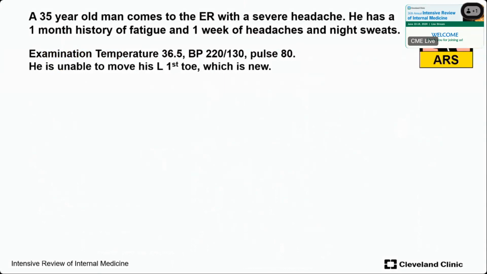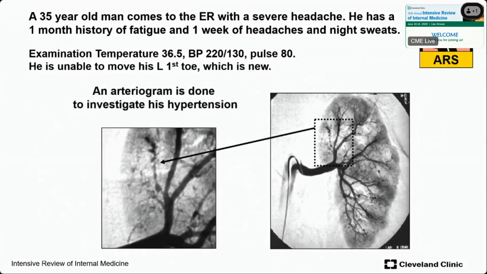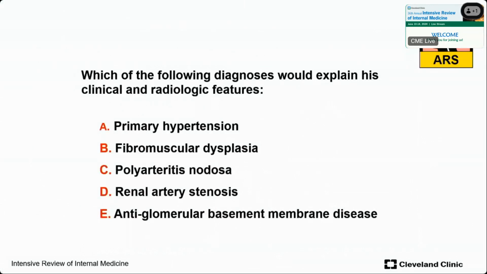He is unable to move his left first toe, which is new. An arteriogram is done to investigate his hypertension, and you can see these images here. So which of the following diagnoses would explain his clinical and radiologic features? A, primary hypertension, B, fibromuscular dysplasia, C, polyarteritis nodosa, D, renal artery stenosis, or E, anti-glomerular basement membrane disease.